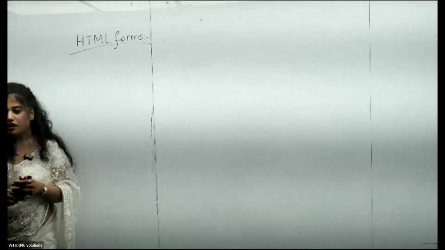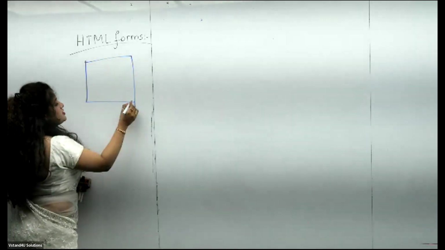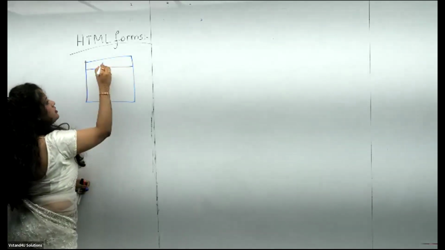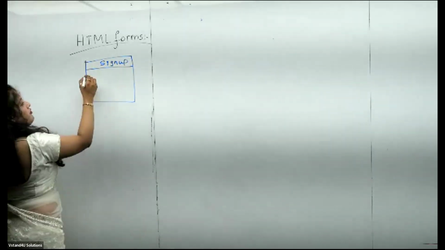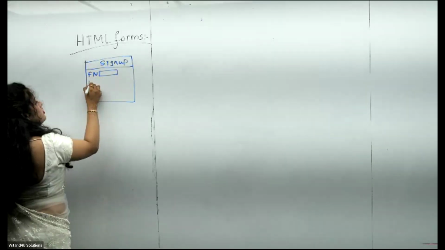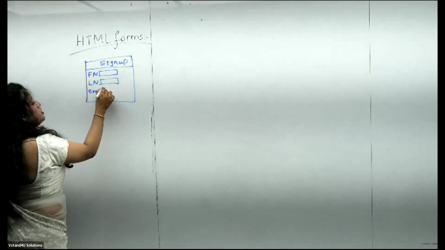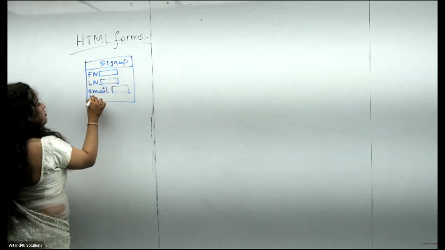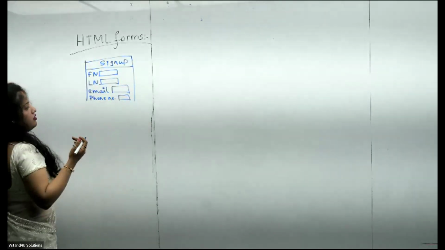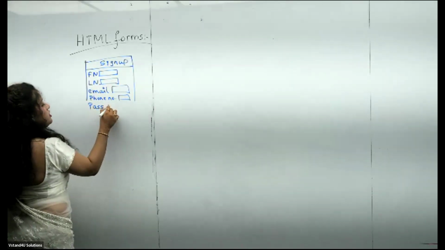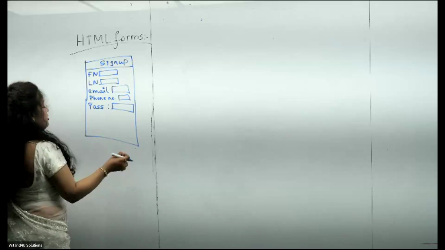Not Google Forms. See, for example, consider this Facebook sign up page. In this, what all will you have? You'll have first name, last name, email, and phone number. Phone number, landline number, whichever you want, you keep. And you have something called password. What else do you have, guys?